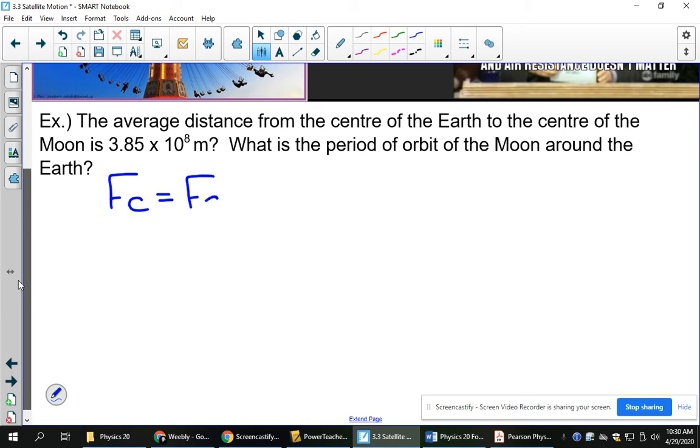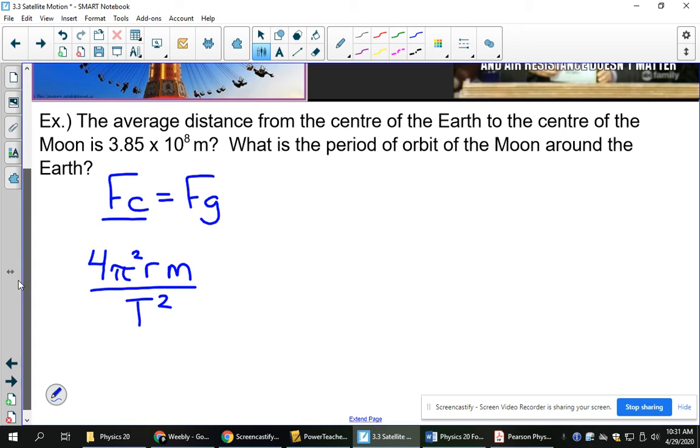Same initial setup as every other question. What is keeping the moon in a circular orbit around Earth? The force centripetal is supplied by force gravity. The information that I have about Earth here is the R value from center of Earth to center of moon. I want to know the period of orbit. So I need to pick an equation for FC here that has period in it. That is this one that we used on the first question: 4 pi squared R M over T squared.